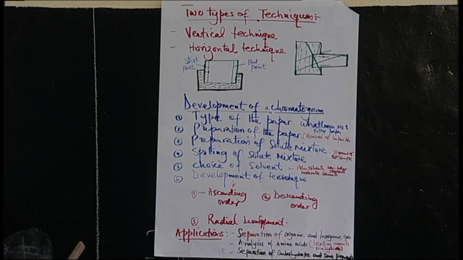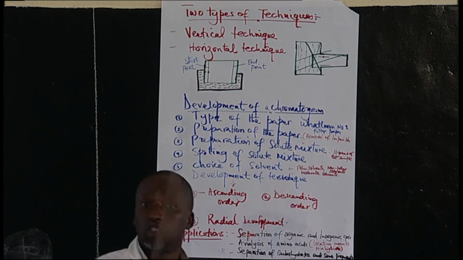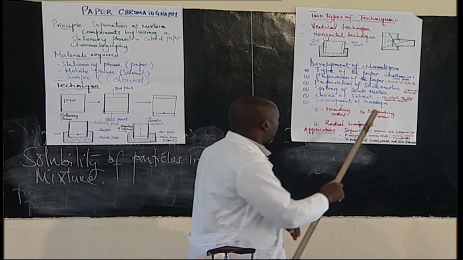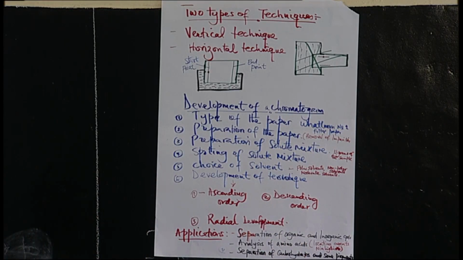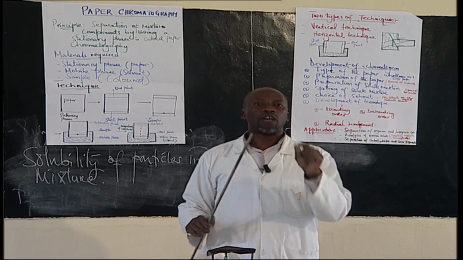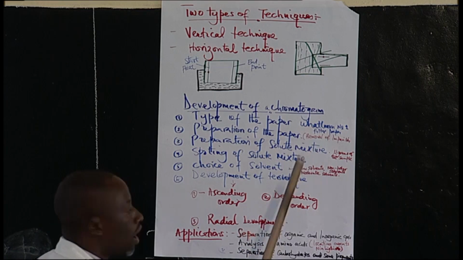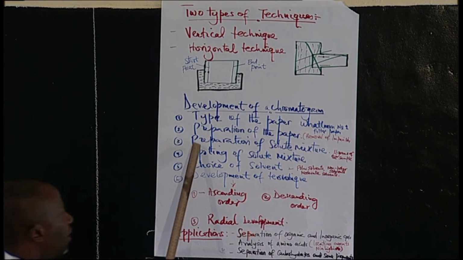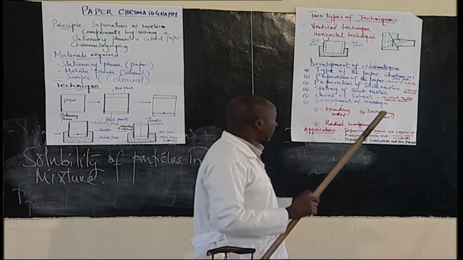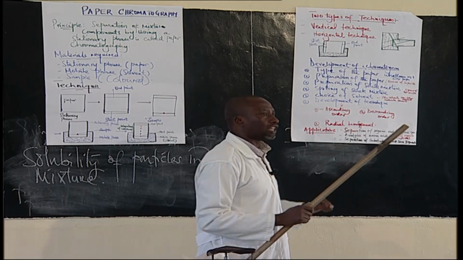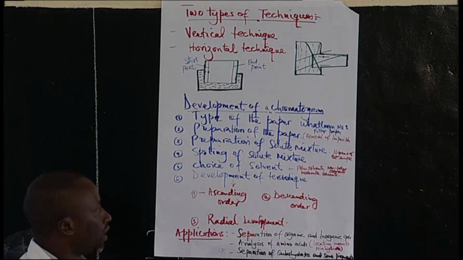So how is the chromatogram prepared? You need the type of the paper. Remember I said it is not any type of paper. We have Whatman number 1 filter paper. If you happen to go into the lab, you'll find they have different types, but we prefer the Whatman number 1 filter paper. Then we have the preparation of the paper. The paper has to be very clean so that no other impurities will interfere with your results.